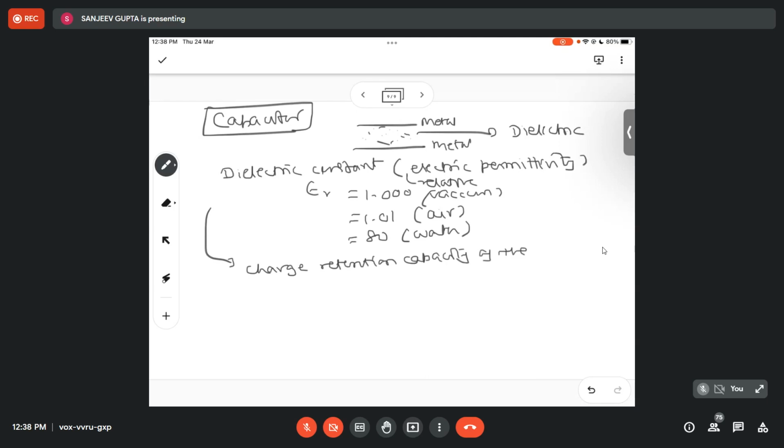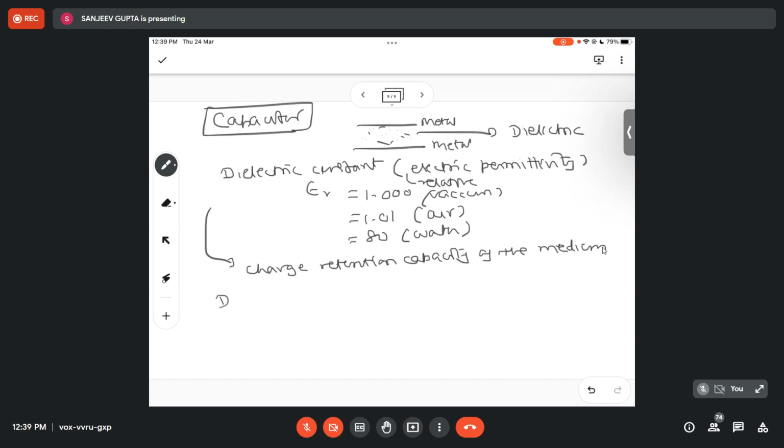If you noticed, for air the dielectric constant is typically 1, so the charge retention capacity is almost 0. For water it is 80, which means the charge retention capacity of water is very high. That's why we sometimes get a shock when we put our hands in water and voltage is applied, because capacitance is always defined when a voltage is applied with respect to the ground to one of the metal plates. So this is the dielectric constant, something you are aware of.